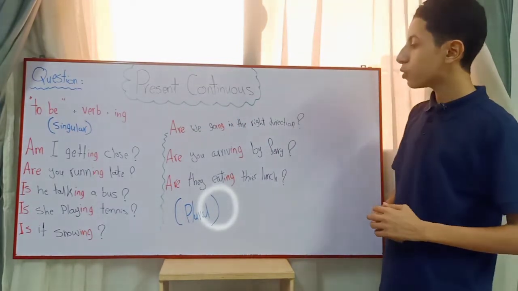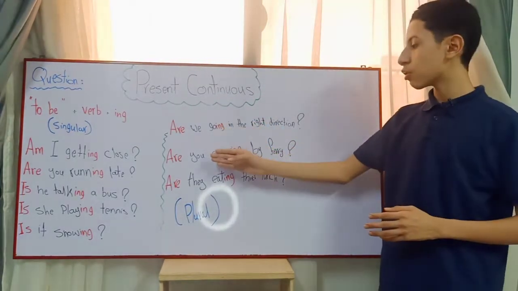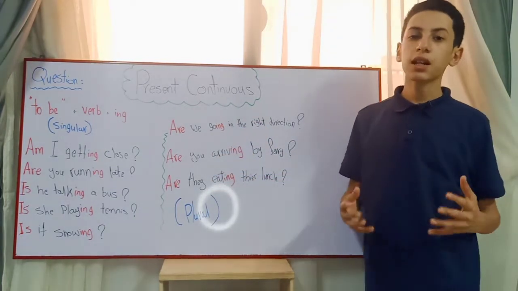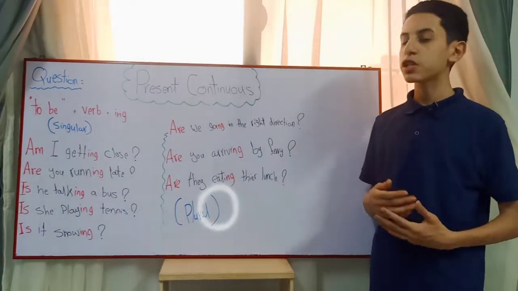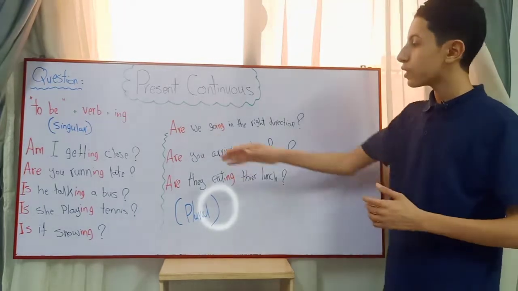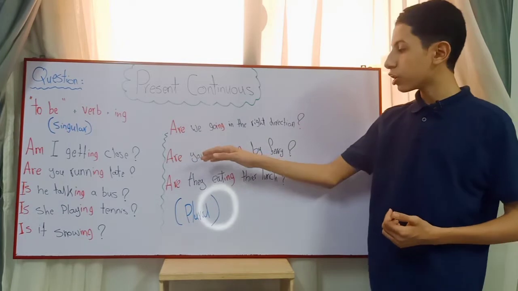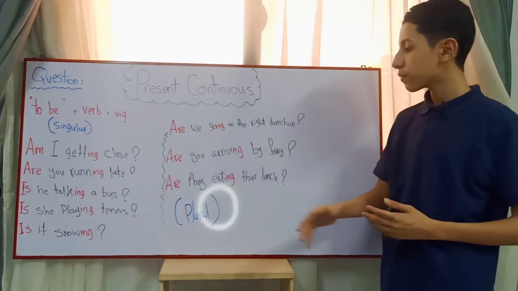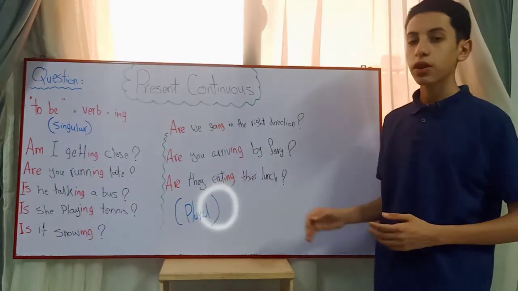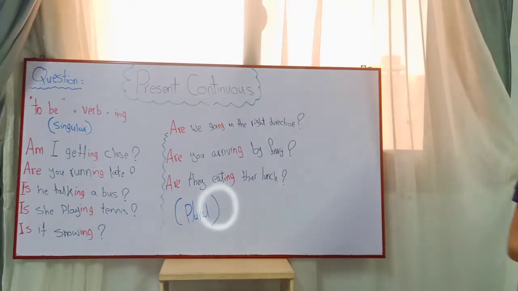And with the plural pronouns, we, you, and they, we do exactly the same. To be plus verb plus ing. For example, are we going in the right direction? Are you arriving by ferry? Are they eating their lunch? Okay.